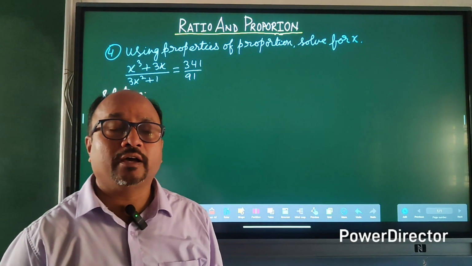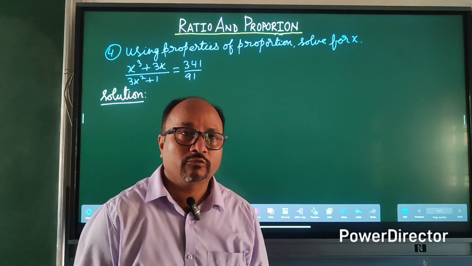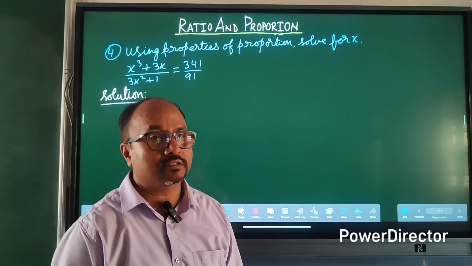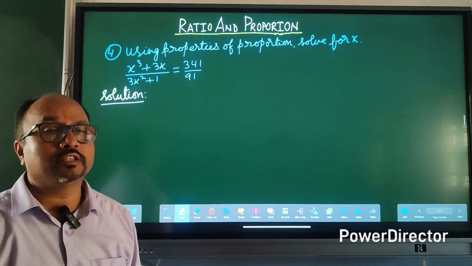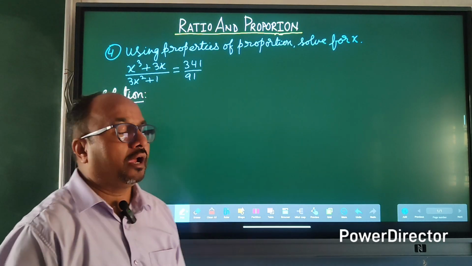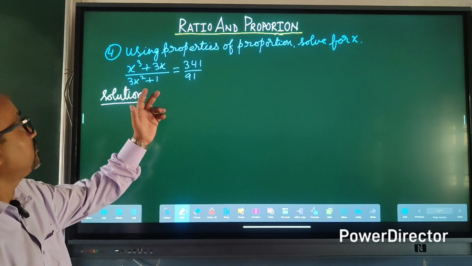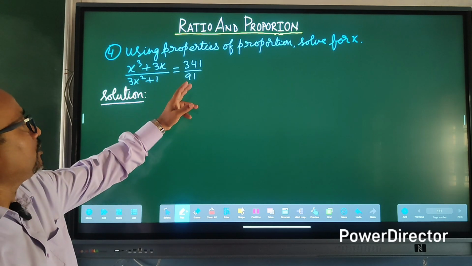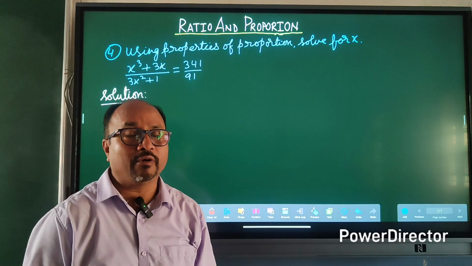Now let us take another sum where you have got only one variable. You are asked to find the value of x, and that too by using the properties of proportion. And you have this question as (x cube plus 3x) by (3x square plus 1) equals 341 by 91.